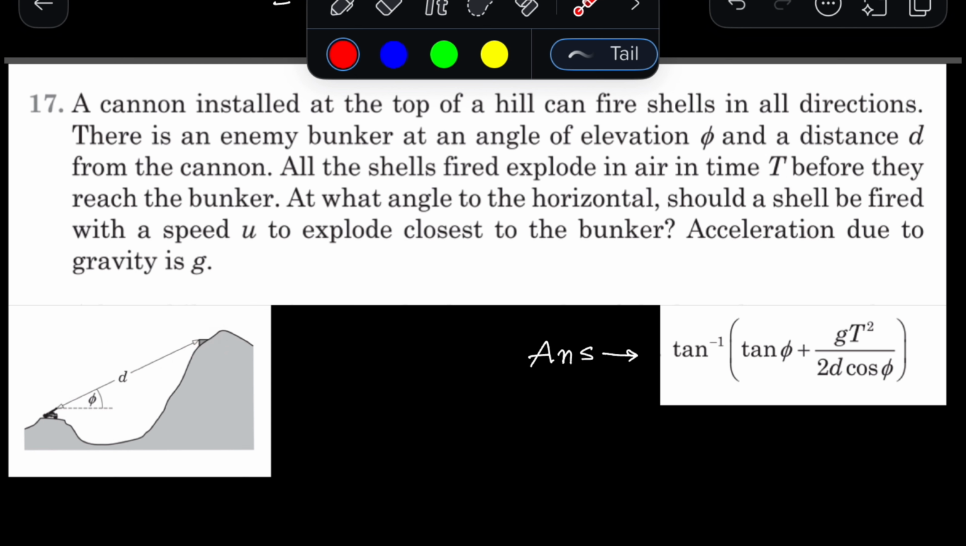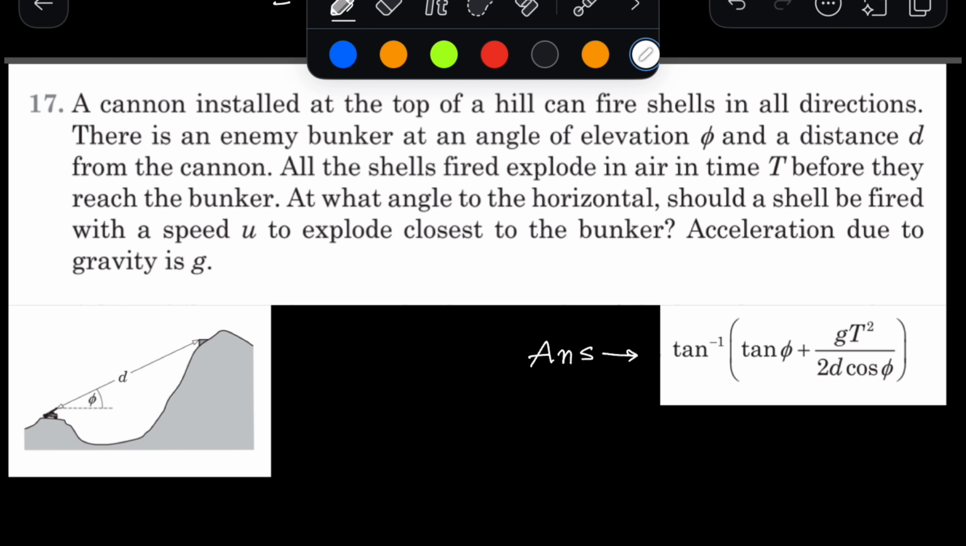At what angle to the horizontal should a shell be fired with a speed u to explode closest to the bunker? Now we have to find the angle theta from the horizontal so that the explosion occurs closest to this bunker. So that is the question. So we have to find that angle.